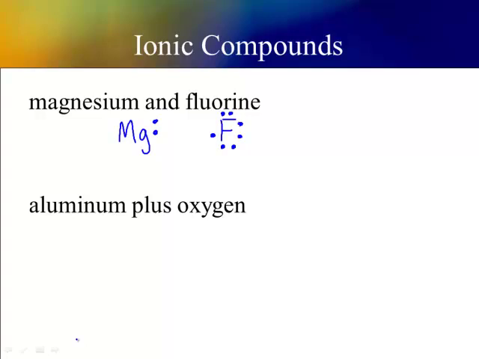This magnesium can only give 1 electron to this fluorine. That doesn't make the magnesium atom stable. It still needs to give away another electron, which means we need to draw another fluorine. It takes 2 fluorine atoms for every 1 magnesium atom to make this compound. Of course, we knew that already from our knowledge of nomenclature rules.